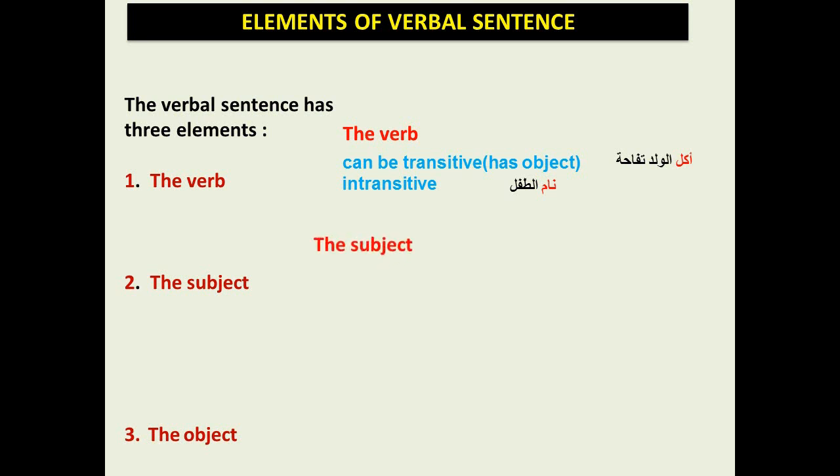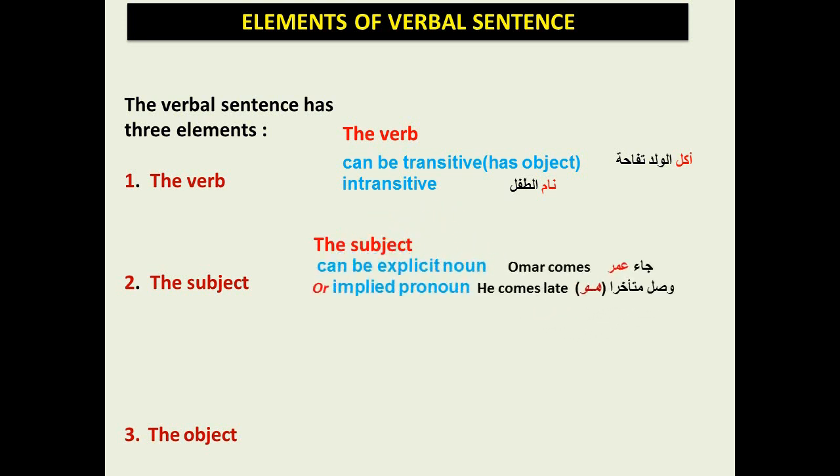The second element of the verbal sentence is the subject. It can be an explicit noun, for example, جاء عمر, Umar comes. Here the subject is عمر. Or it can be an implied pronoun, which means it is not there in the sentence, but it is understood implicitly. When I say وصل متأخرا, he comes late. In English we have the pronoun he, but in this sentence there is no pronoun, but we can discover the pronoun from the sentence itself.